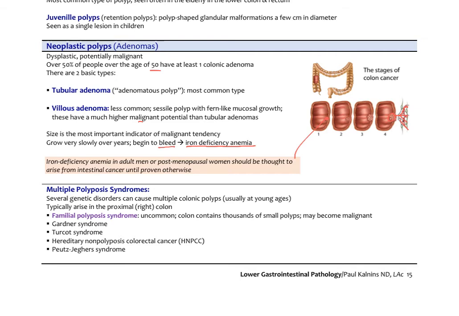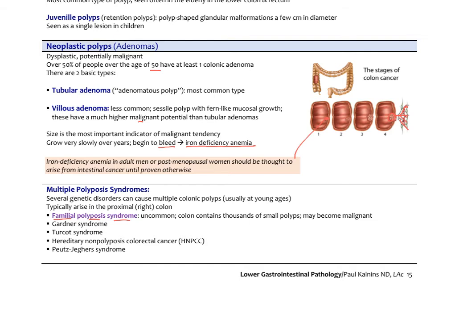There are what are called polyposis syndromes. These are genetic disorders that can cause multiple colonic polyps, usually at young ages. This is for people that have a family history of colon cancer. They often have one of these syndromes, and the polyps often arise in the right colon, the ascending colon. There's something called familial polyposis syndrome. It's uncommon, but the colon contains thousands of small polyps, and they can become malignant.